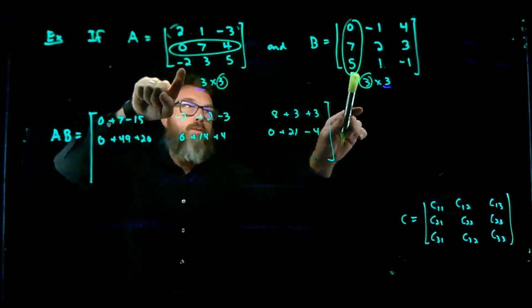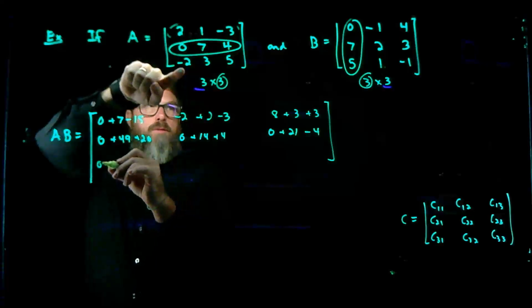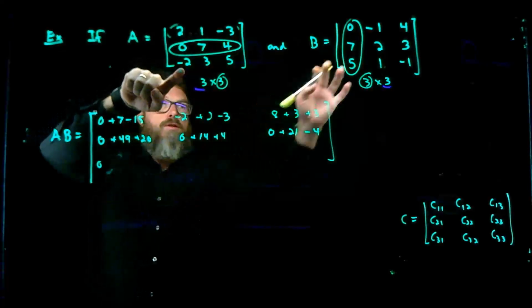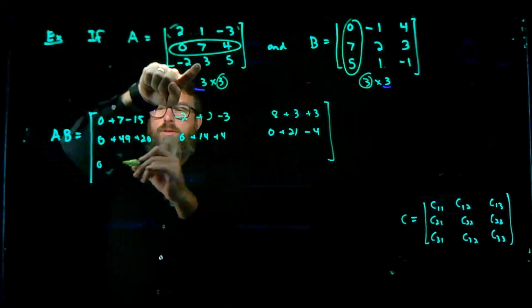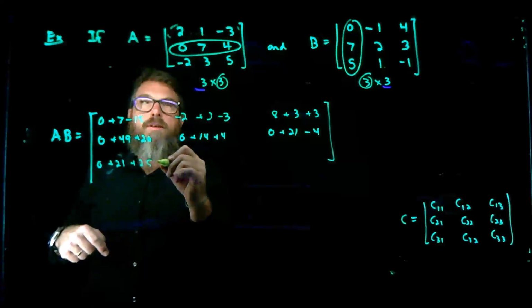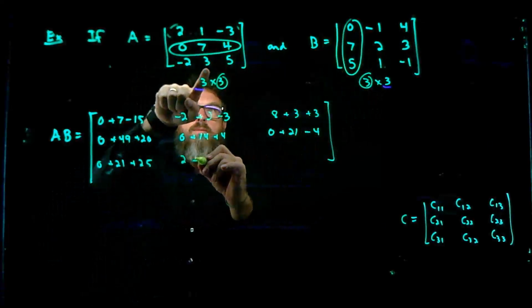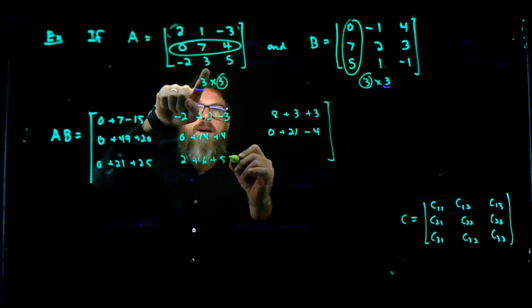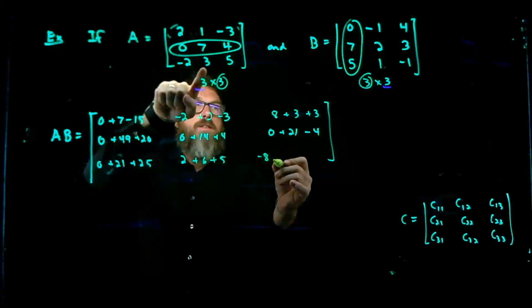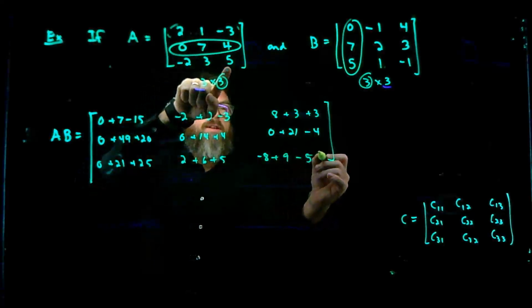And then third row first, third row second, third row third column. So negative 2 times 0 is 0, minus, oh, that's not right. 2 times 0, 7 and 3 is plus 21, and 5 and 5 is plus 25. Third row second column, so 2 plus 6 plus 5. And then finally the third column, negative 2 times 4 is negative 8, 3 times 3 is 9, 5 times negative 1 is negative 5.